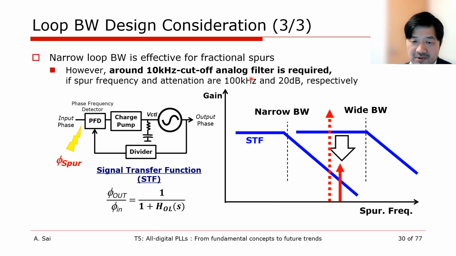If we need to attenuate the fractional spur at 100 kilohertz by 20 dB, we need around a 10 kilohertz cutoff analog loop filter.